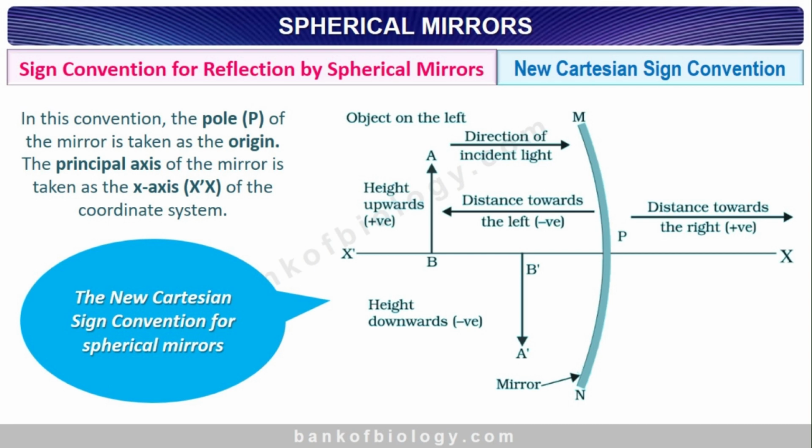Sign convention for reflection by spherical mirrors. New Cartesian sign convention. In this convention, the pole P of the mirror is taken as the origin. The principal axis of the mirror is taken as the x-axis, X'X, of the coordinate system. The new Cartesian sign conventions for spherical mirrors are shown in the image. The object on the left, in the direction of the incident light, will be positive.